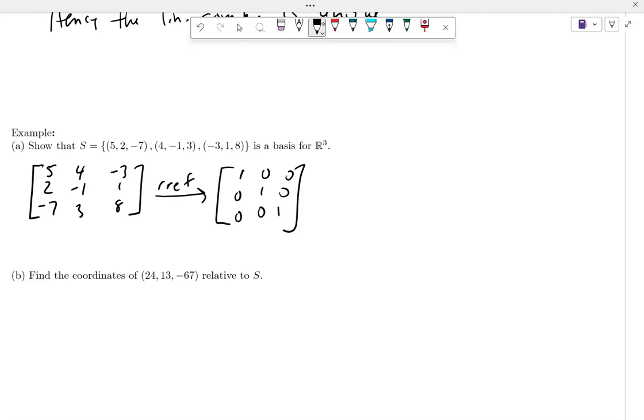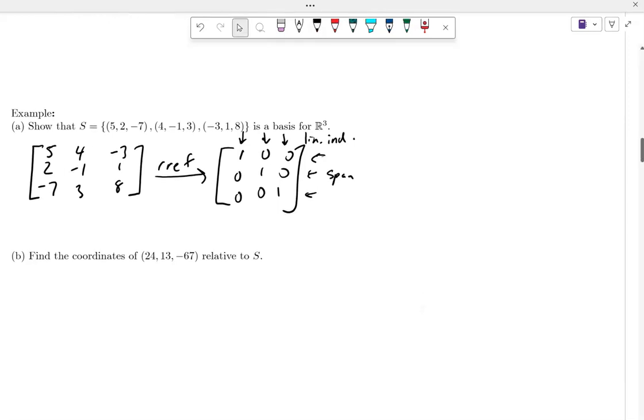All right. So anyway, this shows that it is a basis, right? Again, pivot in every column. That's the linearly independent part, right? Pivot in every row. That's the span part. That part okay?